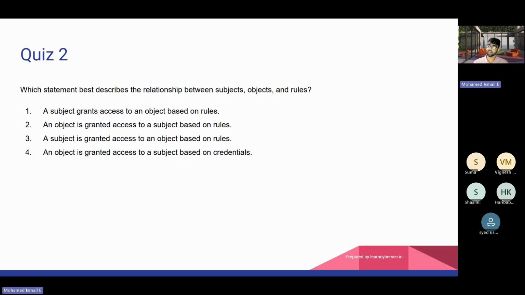An object is granted access to a subject based on rules. A database never accesses the user. The user always requests access to the database, right? So the second is not the answer.